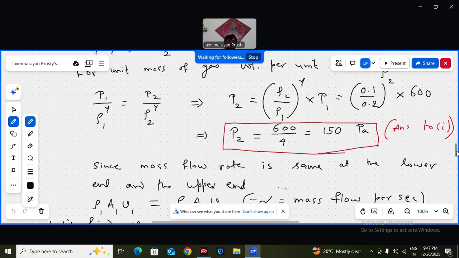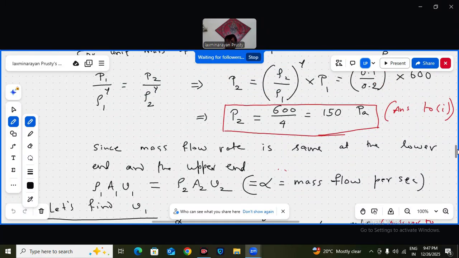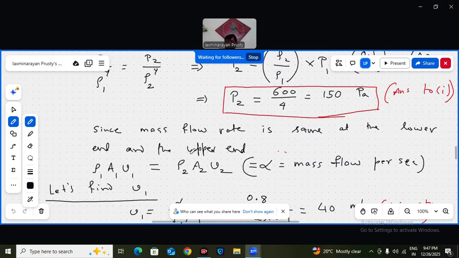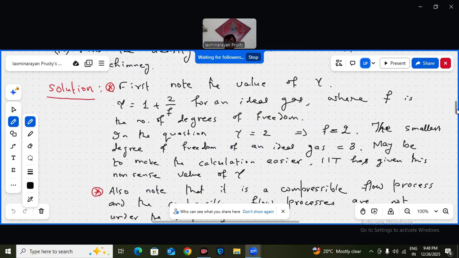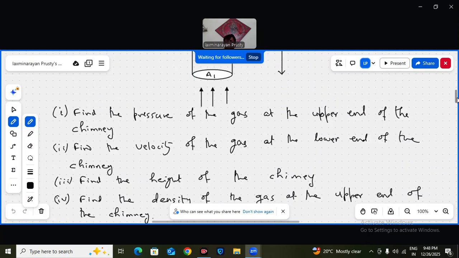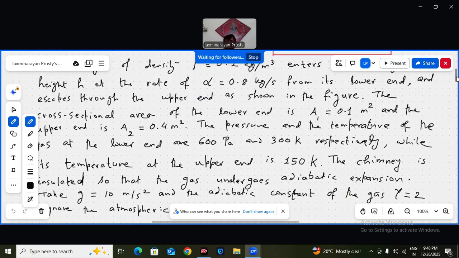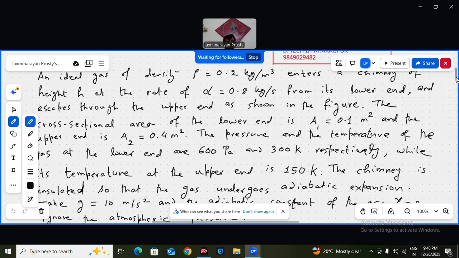This is question number 1. Very simple, just from the basic formula. Since the mass flow rate is the same at both the lower and upper end, the mass flow rate is rho 1 A1 V1 and it is also rho 2 A2 V2. Rho is the density, A is the normal cross-section area, and V is the flow velocity. So that is equal to the mass flow rate, alpha, given in the question. If I remember clearly, it's 0.8 kg per second.